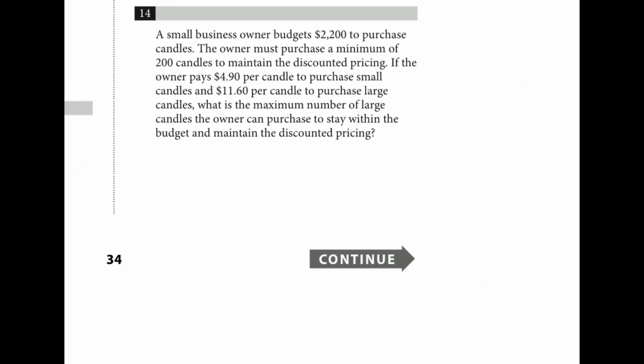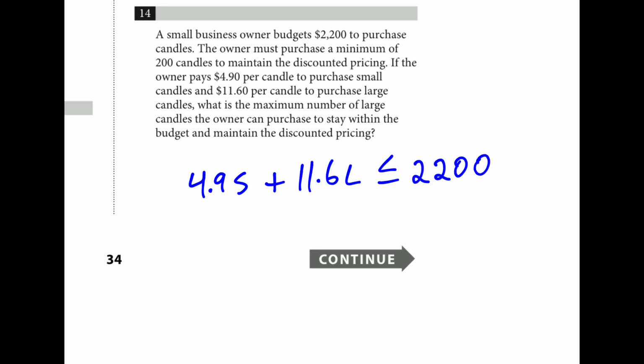This is a system word problem. We have a small business owner with a budget of $2,200, and they must purchase a minimum of 200 candles, and then we have some price per candles. So the 4.9 represents the small candles, the 11.6 represents the large candles, and we have to spend $2,200, I guess, or less, so I would write it like that. And then the total number of candles added together has to be a minimum of 200 candles. So it could be more than 200, but greater than or equal to 200.